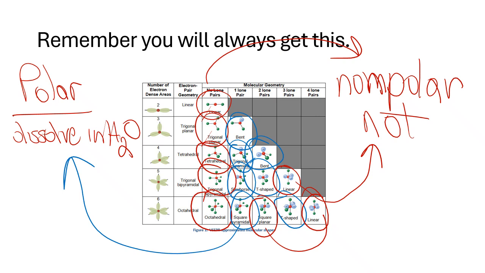Those would be nonpolar. So the lone pairs are equal and opposite, like look at that square planar one, or that linear one at the bottom right. Notice how those electrons are equal and opposite, and the bonds are equal and opposite.